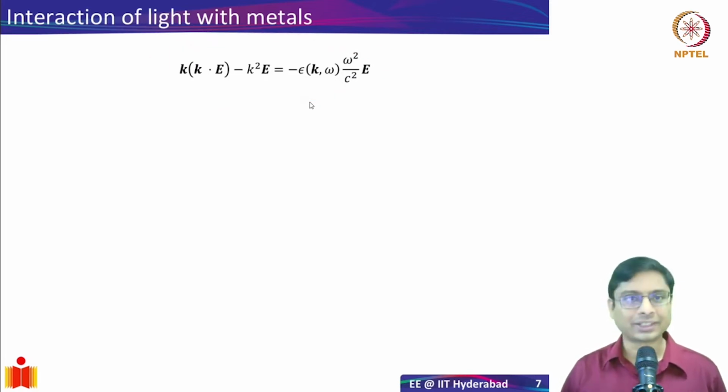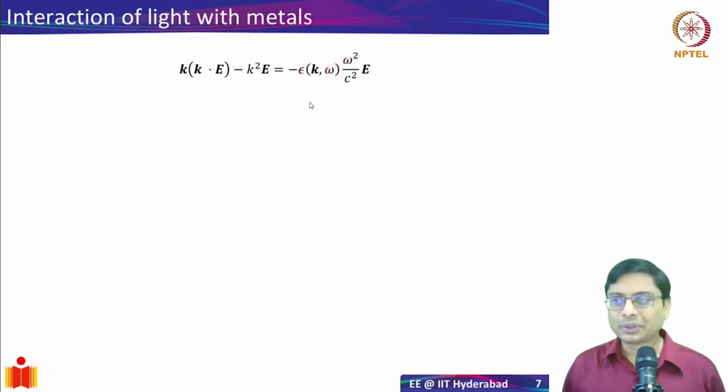Essentially this is a vector equation. So you have the k vector, which means that the wave can be in any direction. It's not restricted to any of the three coordinates. And then the electric field also is three-dimensional. And then you have the permittivity and then the omega square.